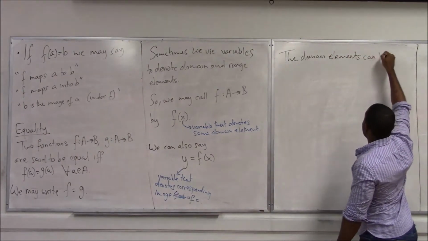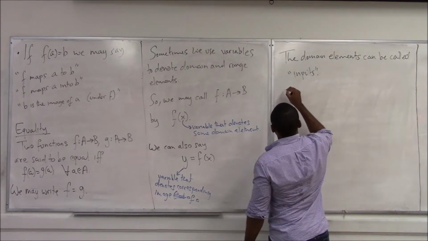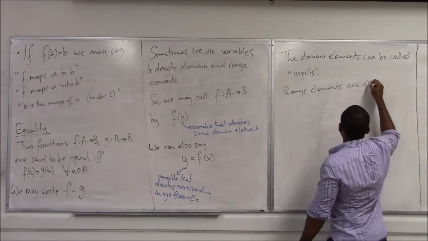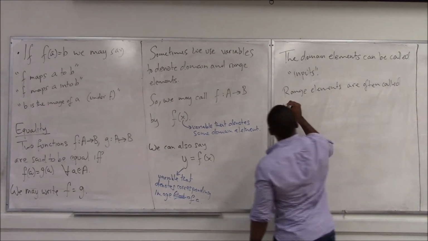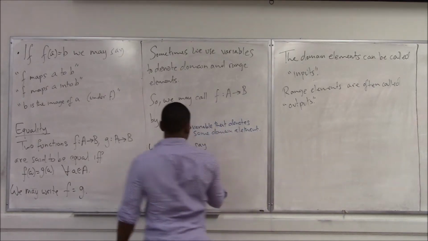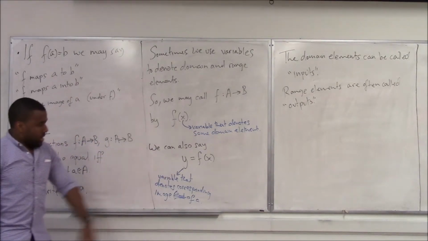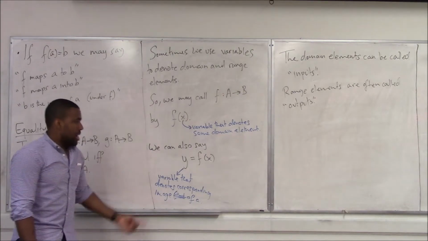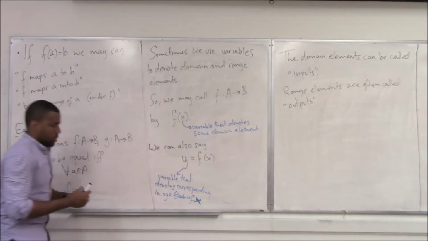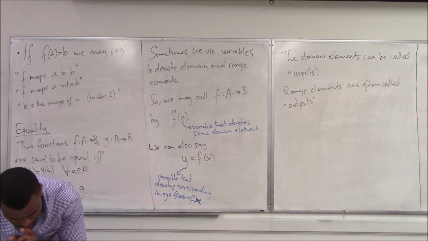The domain elements can be called inputs, while the range elements are often called outputs. So here I can say x represents some generic input, something that I can plug into the function. Notice that it is a domain element, it must come from your first set. y can just be a variable that represents the corresponding output of the input x. So language is just as important sometimes as math, so I want to make sure we're all on the same page with that.